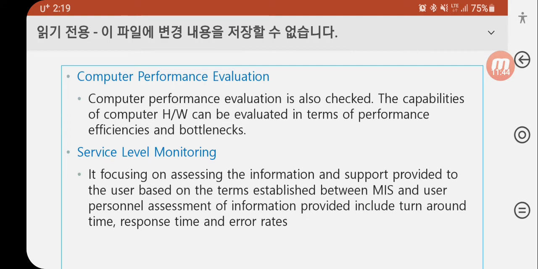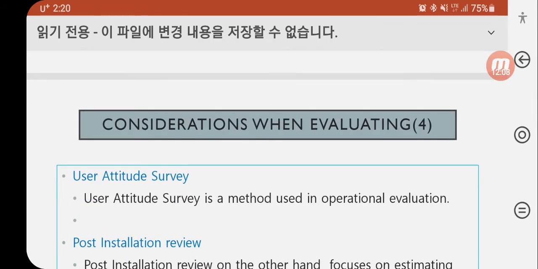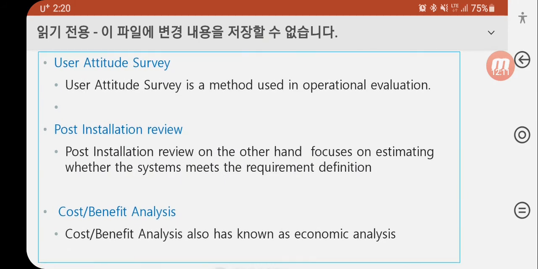Service level monitoring focuses on assessing the information and support provided to the user based on the terms established between MIS and user. Personal assessment of information provided includes turnaround time, response time, and error rate. User attitude survey is a method used in operational evaluation. This is conducted through questionnaires or interviews.